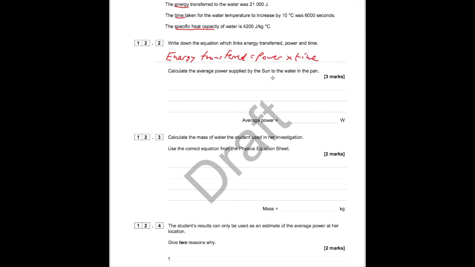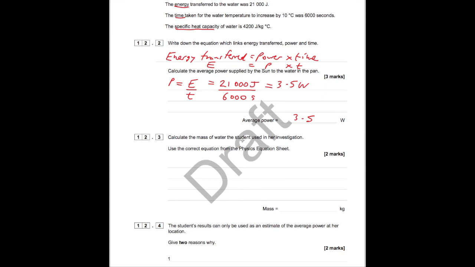Calculate the average power supplied by the sun to the water in the pan. Right, well, we'll rearrange that. So the power is the energy transferred divided by the amount of time. So that's 21,000 joules divided by 6,000 seconds. And that equals 3.5 watts. 1 watt is 1 joule per second.